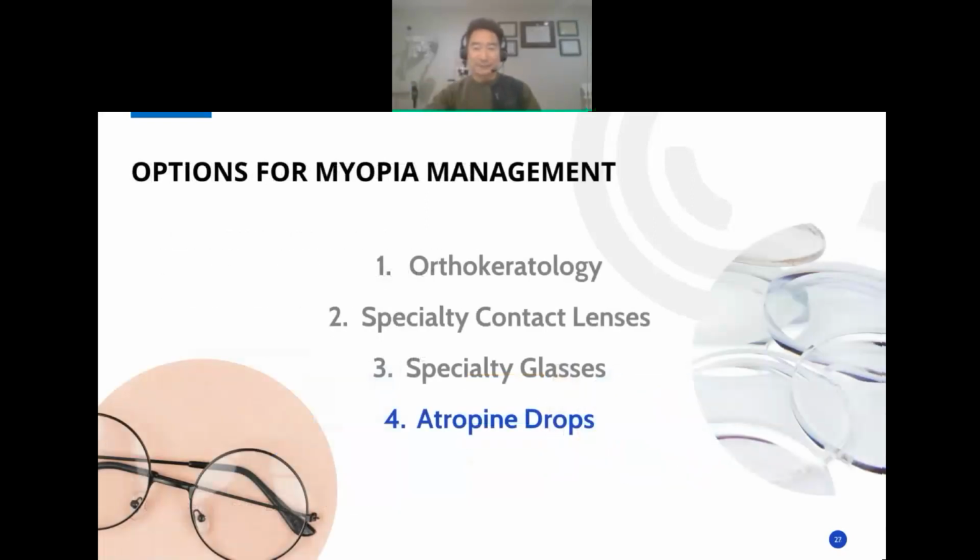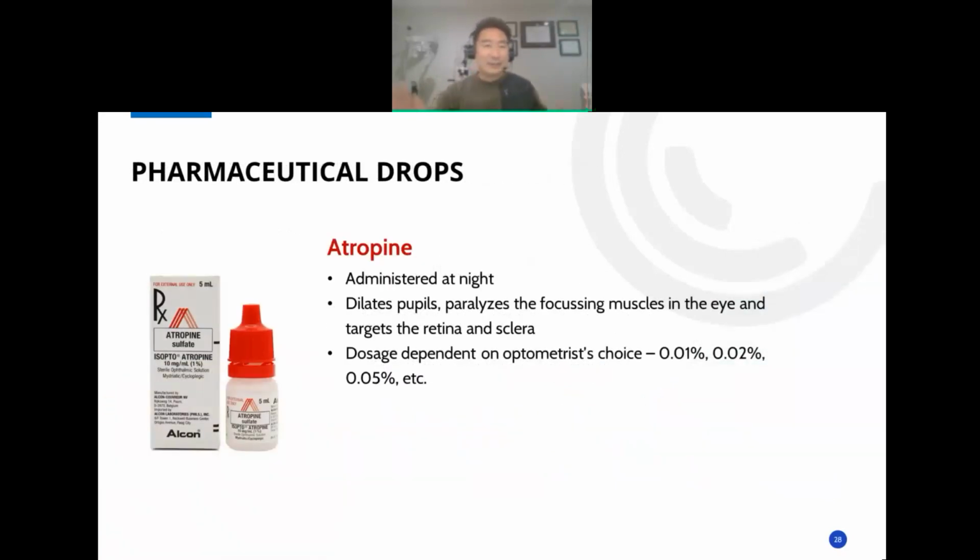Lastly, atropine drops. Usually we drop it at nighttime; it dilates the pupils, paralyzes the muscles, relaxes the muscles. Most optometrists use 0.01, 0.02, 0.05%. At my office, I just use 0.05%. So the question that you probably get asked by your attending is, hey, how does atropine work? The answer is we don't know. We have no idea how it works. All we know is that it just slows it down.